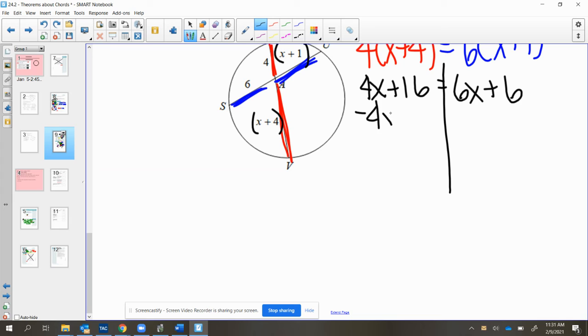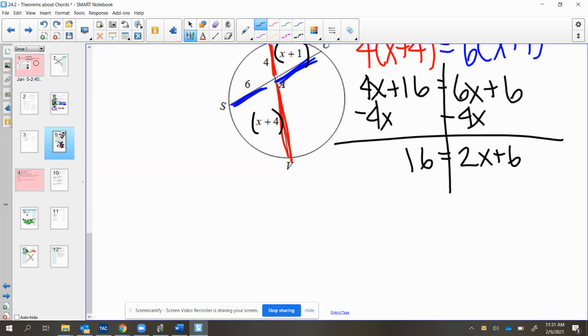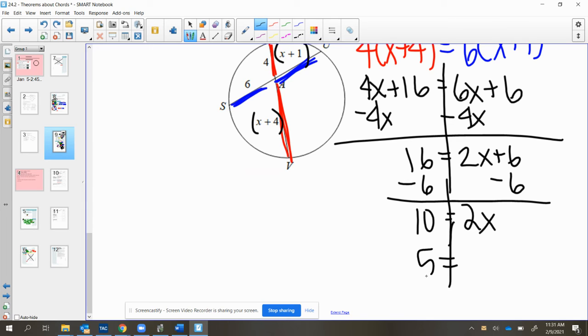I'm going to subtract the 4x from both sides. And I have 2x plus 6 on my right equals 16 on my left. And then I'm going to subtract the 6 so I can get my x all by its lonesome. 2x equals 10. And then finally, when I divide by 2, I get x equal to 5.